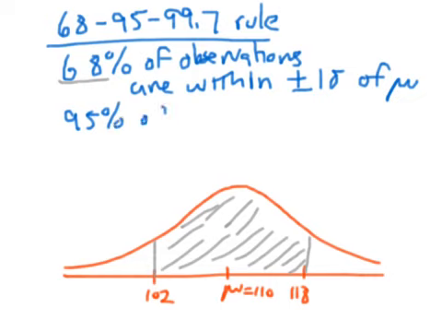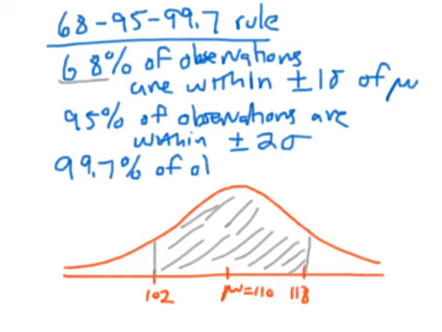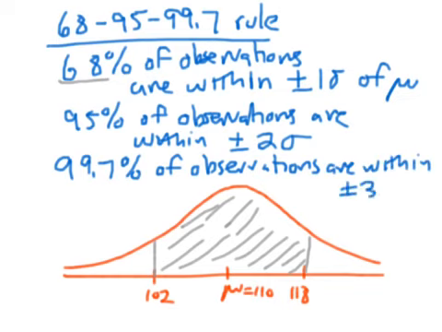95% of observations are within plus or minus 2 sigmas, and 99.7% of observations are within plus or minus 3 sigmas. Okay, so let's talk about that in a little bit more detail.